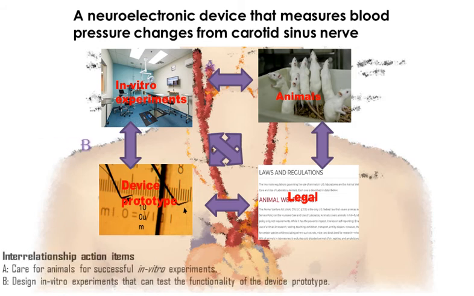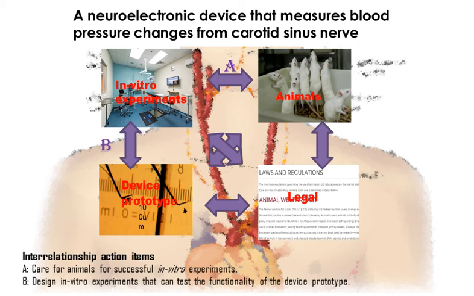For example, the interrelationship between in vitro experiments and animals could be that we need healthy animals to perform successful in vitro experiments. So the action item for A could be care for animals for successful in vitro experiments. On the other hand, the interrelationship between in vitro experiments and device prototype could be that we need experiments that can provide validation to the device prototype. So here the action item could be to design in vitro experiments that can test the functionality of the device prototype.